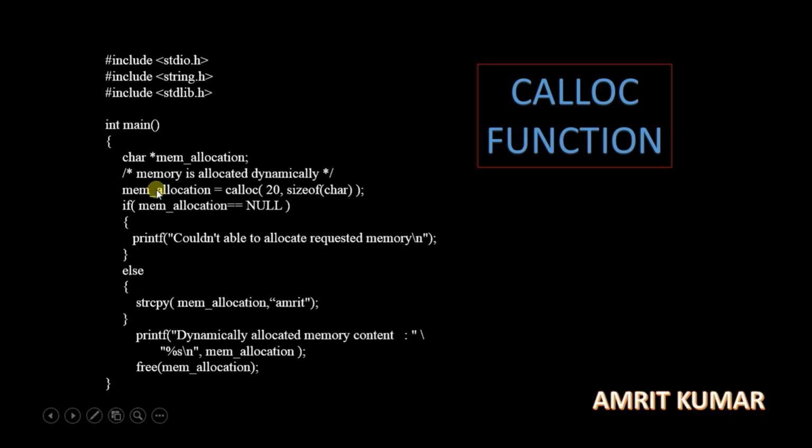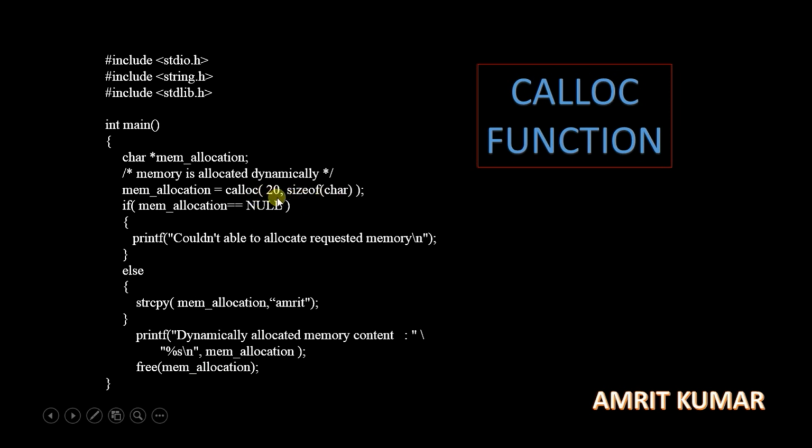Then I am going to allocate memory dynamically with the calloc function. As I have told you, the calloc and malloc functions are the same; the difference lies in the initialization. Calloc initializes to 0, but malloc does not. What we have to remember is that both work for the same purpose, to allocate memory dynamically in C language. So in this way we can allocate the memory.